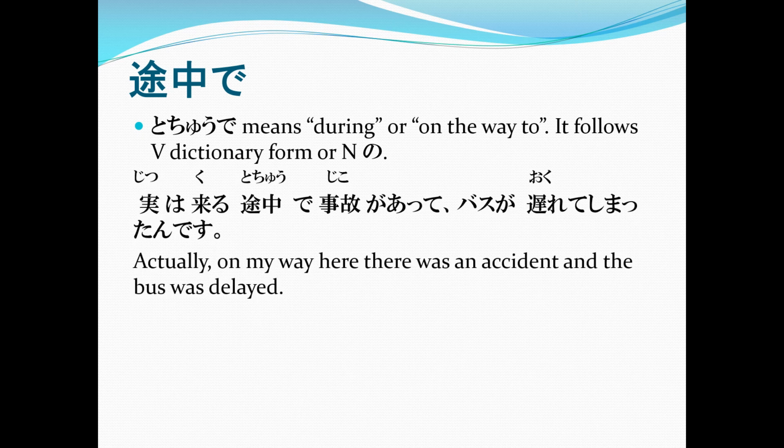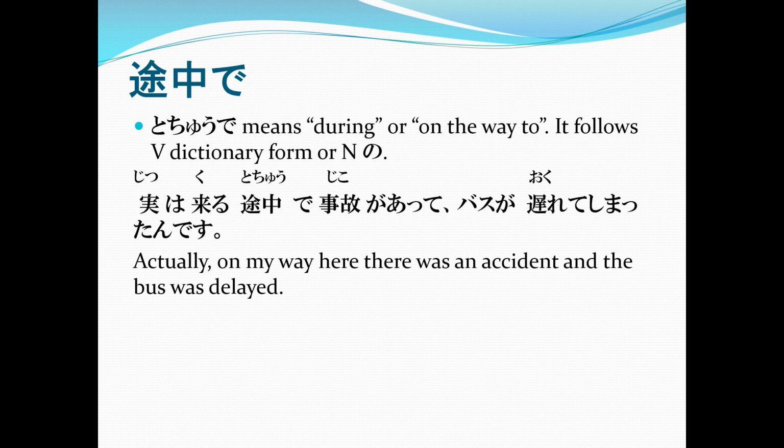Koko ni kuru tochuu de, jiko ga atte basu ga okurete shimattan desu. Koko ni kuru tochuu de. Notice how the kimasu is in its dictionary form, which is kuru. Jiko ga atte basu ga okurete shimattan desu. Actually, on my way here, there was an accident and the bus was delayed. Notice that tochuu de follows the dictionary form kuru instead of kimasu in this sentence.